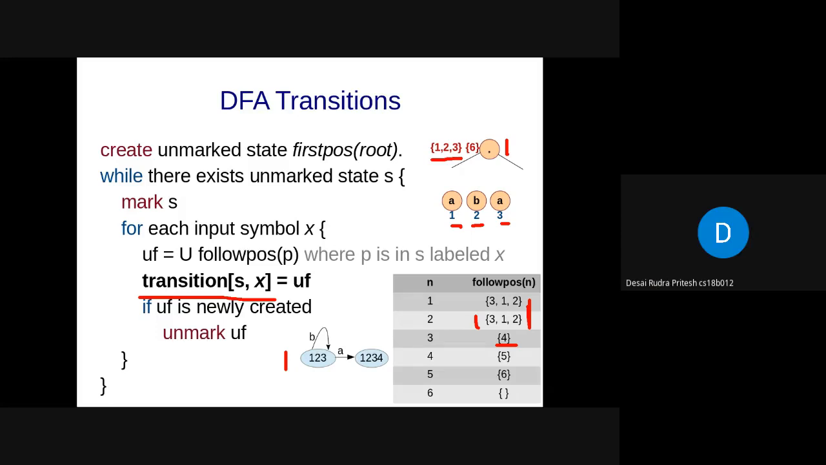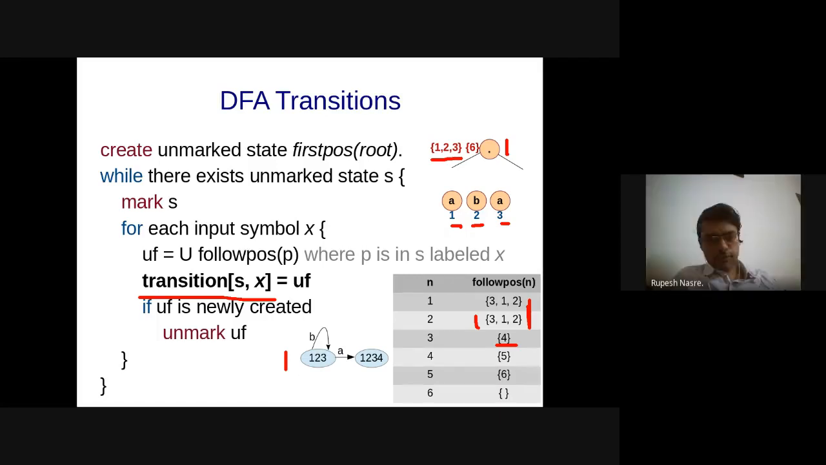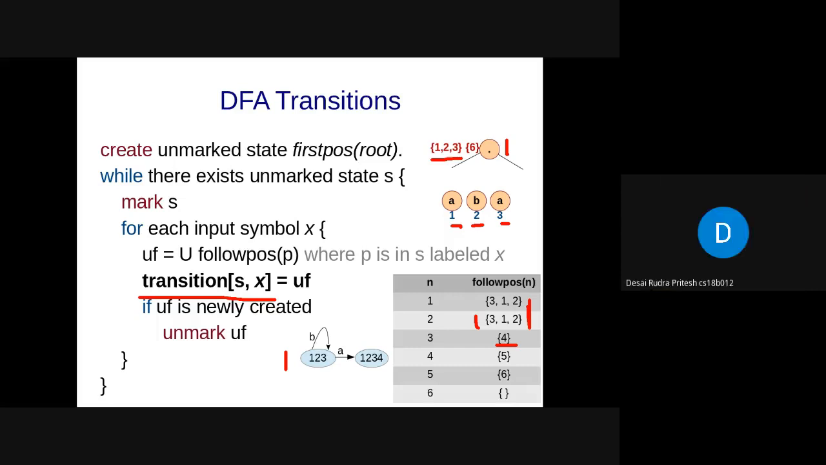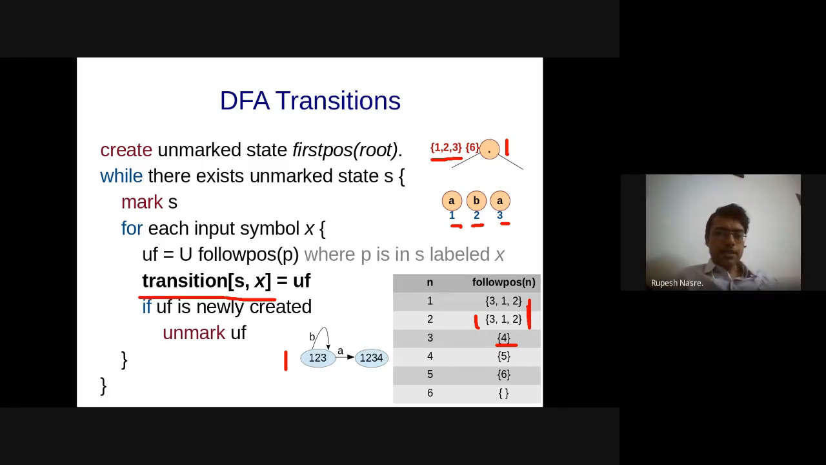So here the unmarked state, first pos of root, then S equal to 1, 2, 3, right? S equal to 1, 2, 3, correct. So like just all the three nodes together, or are they separate? So S equal to 1, then 2, and then 3, or S 1, 2, 3 is together in there? So as far as S is concerned, these are together, but the P that we are talking about, that needs to be separated for this state 1, 2, 3.